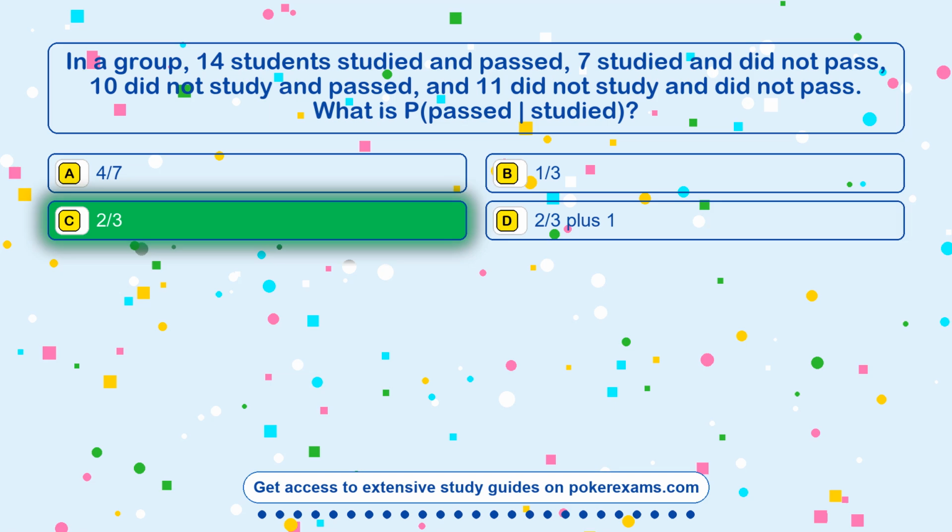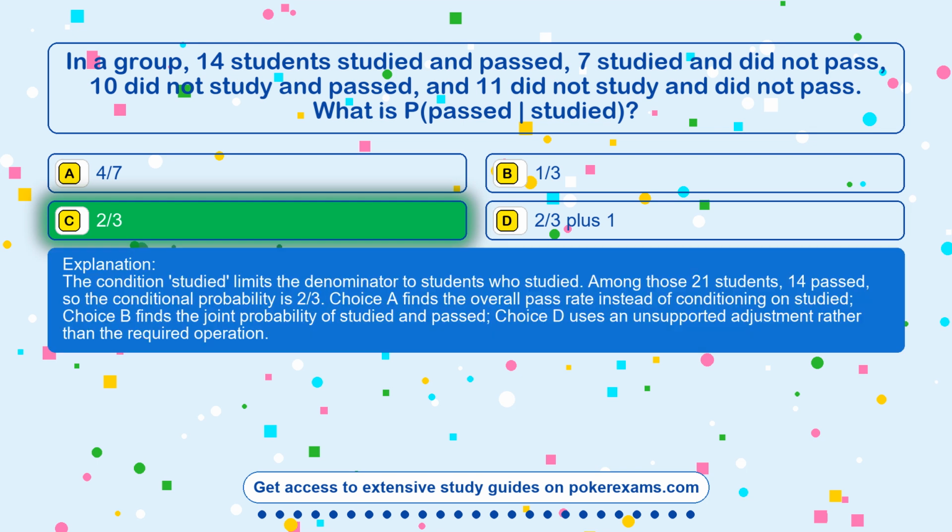The correct answer is option C, 2/3. The condition studied limits the denominator to students who studied. Among those 21 students, 14 passed, so the conditional probability is 2/3. Choice A finds the overall pass rate instead of conditioning on studied, choice B finds the joint probability of studied and passed, choice D uses an unsupported adjustment rather than the required operation.